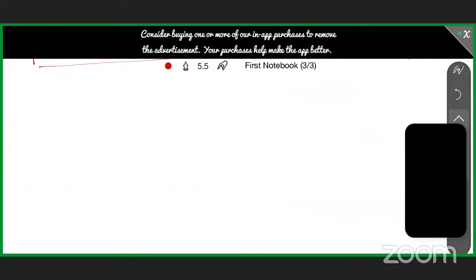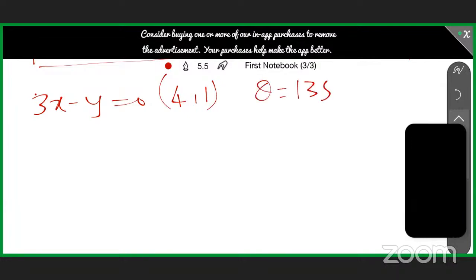Distance of a line 3x minus y is equal to 0 from the point 4, 1, measured along a line making an angle 135 degree with the x-axis.